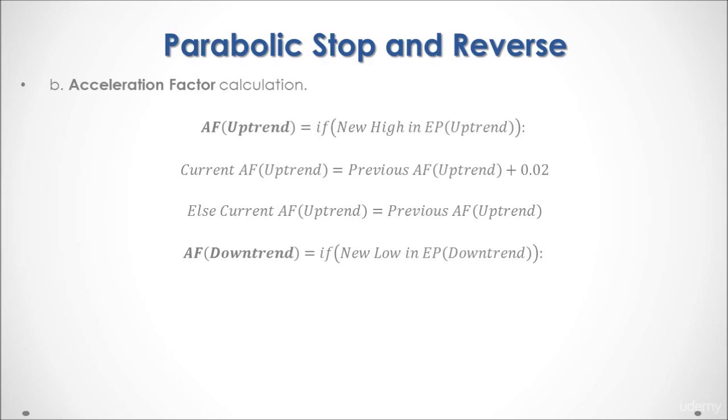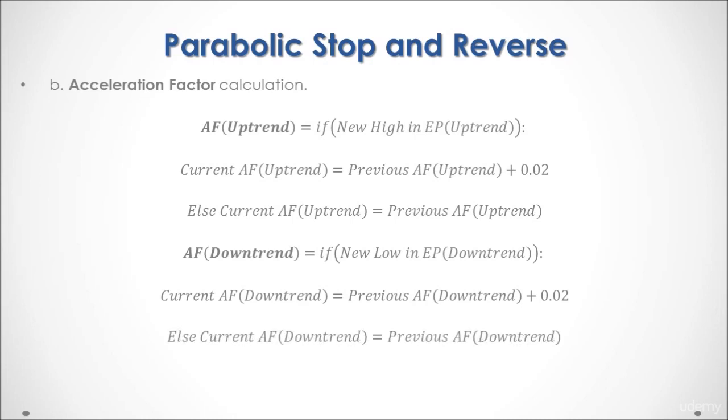Then we have the acceleration factor in the downtrend, and we ask, if there's a new low in the extreme point in the downtrend, then the current acceleration factor in the downtrend is equal to the previous acceleration factor in the downtrend plus that growth factor, which in this case is 0.02. Else, current acceleration factor in the downtrend is equal to the previous acceleration factor in the downtrend.